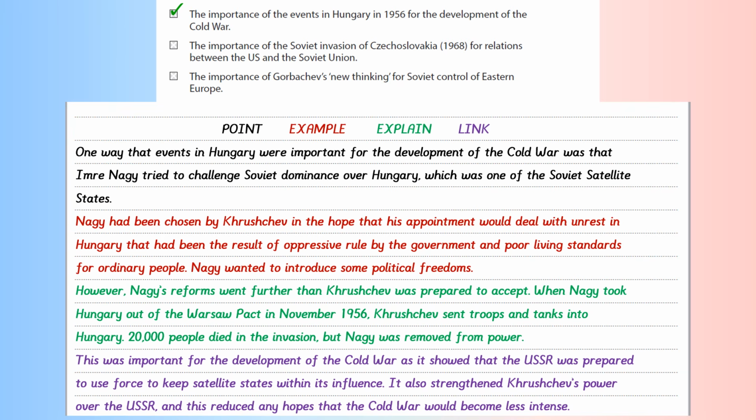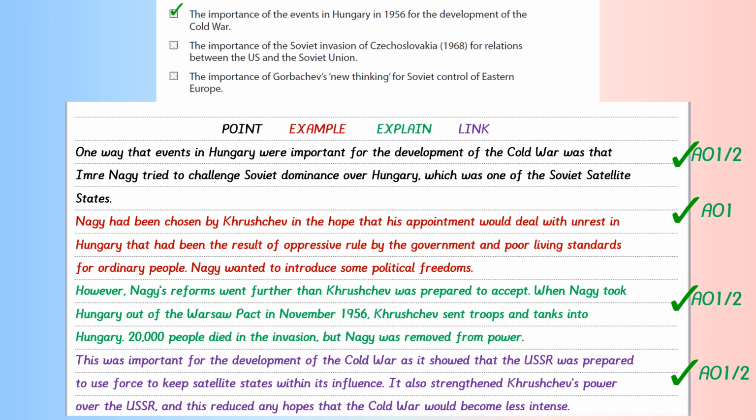It also strengthened Khrushchev's power over the USSR, and this reduced any hopes that the Cold War would become less intense. So where am I picking up my marks for this first part of the answer? Well, I've got a mixture of AO1 and AO2 in my point because it is relevant and I'm beginning to explain. I'm providing additional knowledge and detail in the example, and doing the same but with more explanation in the green section, explanation. The really important bit though is the purple section, which shows both knowledge and explanation.